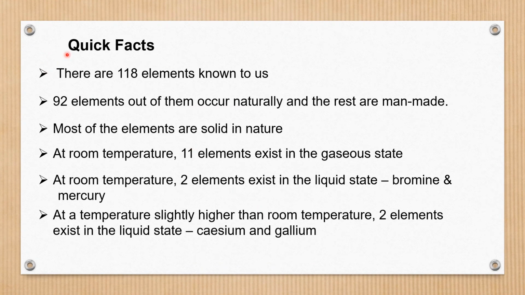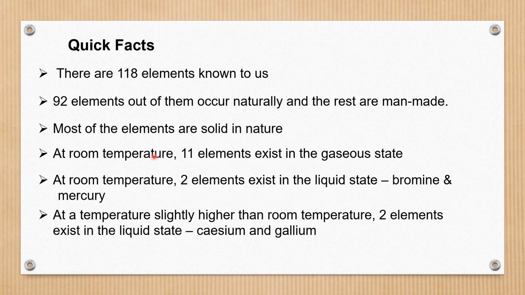Now we see some quick facts about these elements. These are very important. There are 118 elements known to us. 92 elements out of them occur naturally, and the rest are man-made. Most of the elements are solid in nature. Examples: carbon, iron, silver, gold, aluminium. These are all solid in nature.